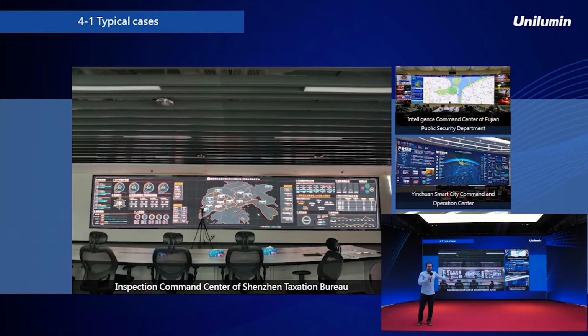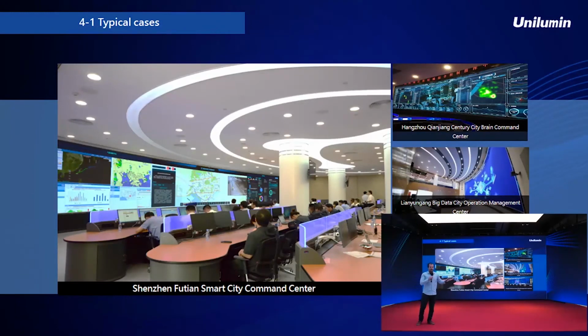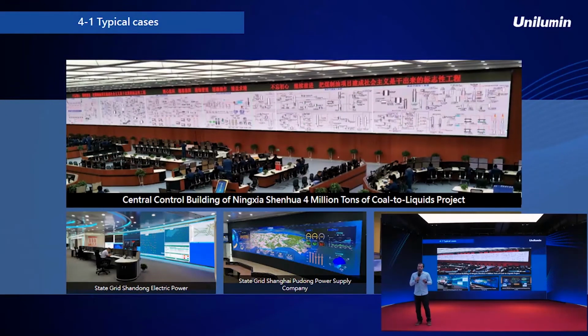Next one, the last on the list, Changzhou Wuqin Civil Air Defense Underground Command Center, Shenzhen Futian Smart City Command Center, Hangzhou Qiangjin Century City Brain Command Center, Lianyungang Big Data City Operation Management Center, Ningxia Yiquan Smart City Management Control Center, Central Control Building of Ningxia Shenhua 4 million ton coal to liquid project, State Grid Shandong Electric Power, State Grid Shanghai Pudong Power Supply Company, Xiamen Electric Power Command and Dispatching Center.